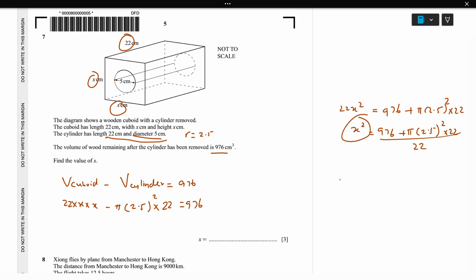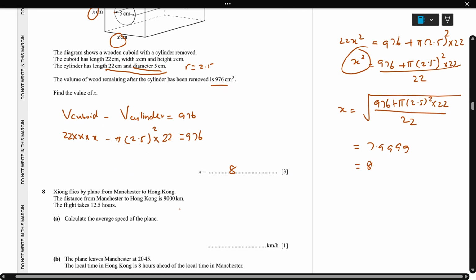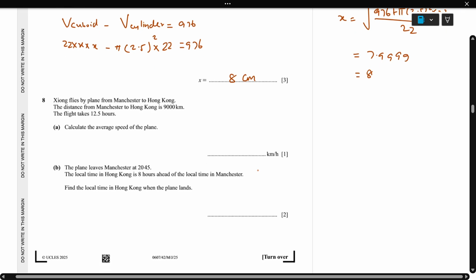This is x square, so I need to find x equal to square root of 976 plus pi into 2.5 square times 22 over 22. When you use the calculator, the value is going to be 7.9999, which, when we round up, is 8. So x equal to 8 centimeter. Okay, next question.